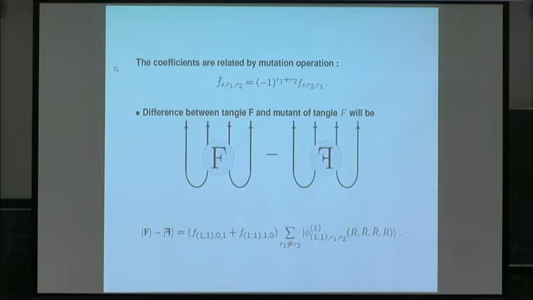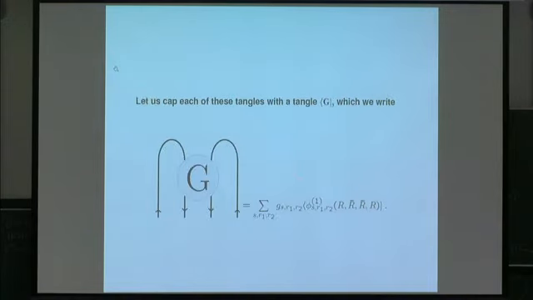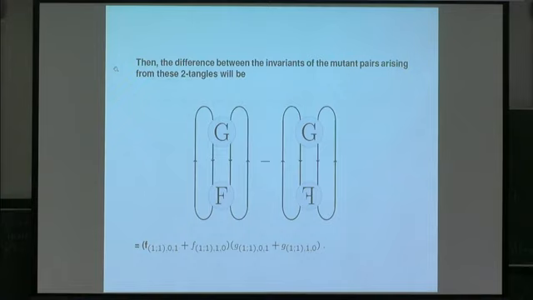So this difference can be formally written in terms of these coefficients. In fact, in this particular example, it was involving anti-parallel, so I have put the representation which has that multiplicity index. And you need to cap with the G tangle to get the difference between the mutant pairs. So that is what we did, and formally this is the index.